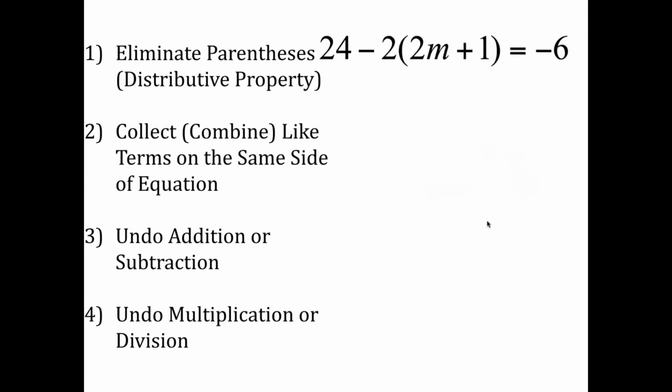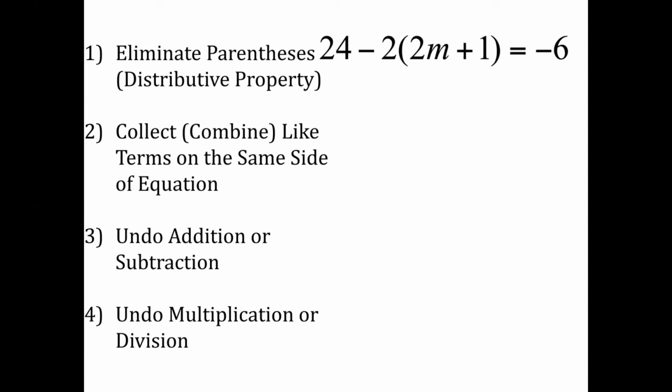Okay, let's go ahead and look at another equation. We're given 24 minus 2 times 2m plus 1 equals negative 6. We're going to first eliminate the parentheses through distributive property. In this case, distributing negative 2 to the expression 2m plus 1.